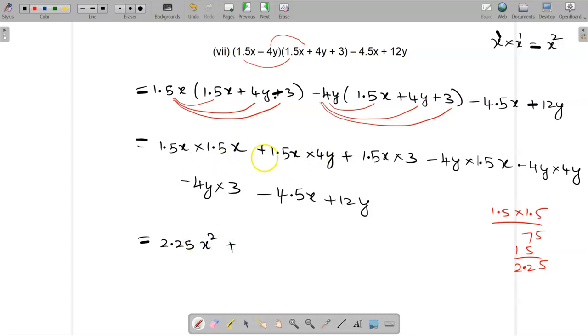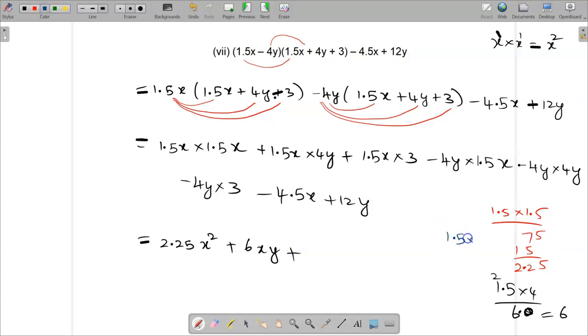Then 1.5 into 4. First multiply the constants. So 4 5s are 20. Here 2. 4 ones are 4. 4 plus 2 it is 6. So 1 decimal point means it is 6.0. 6.0 means I can write it as 6. So this term it is 6 and then what are all the variables? X, Y. So similarly 1.5.